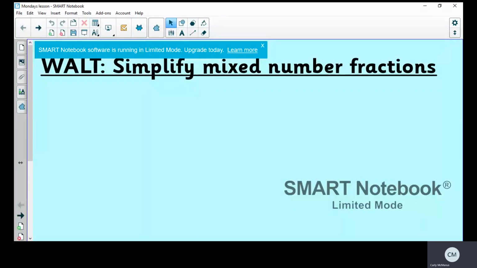Good morning, Year 4, and welcome to Monday's lesson. So today we're simplifying mixed number fractions.